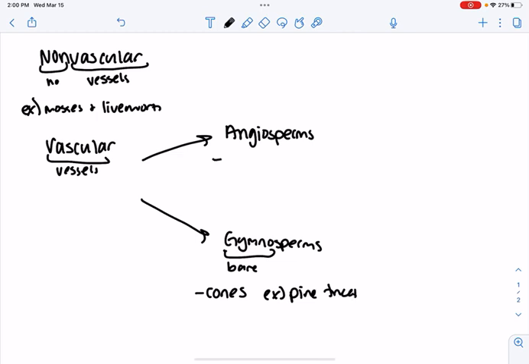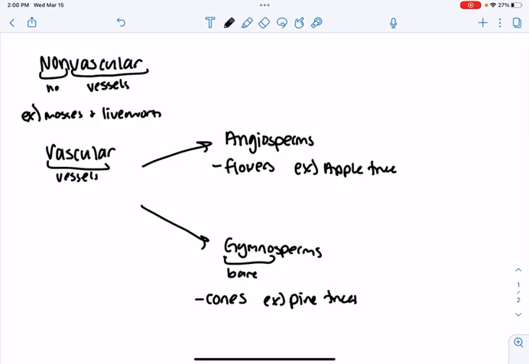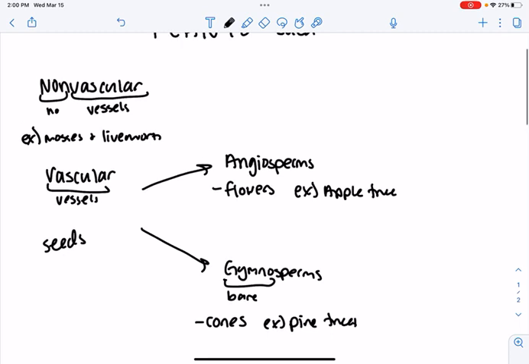Angiosperms, on the other hand, they reproduce sexually with flowers. So anything that you see that has a flower on it would be considered an angiosperm. And there's a bunch of different examples. Apple tree is my go-to here. Hydrangeas, daisies, anything like that would be considered an angiosperm. Now, any type of vascular plant is going to reproduce with seeds. Flowers produce seeds, pine cones produce seeds, and they all do that in their own way.